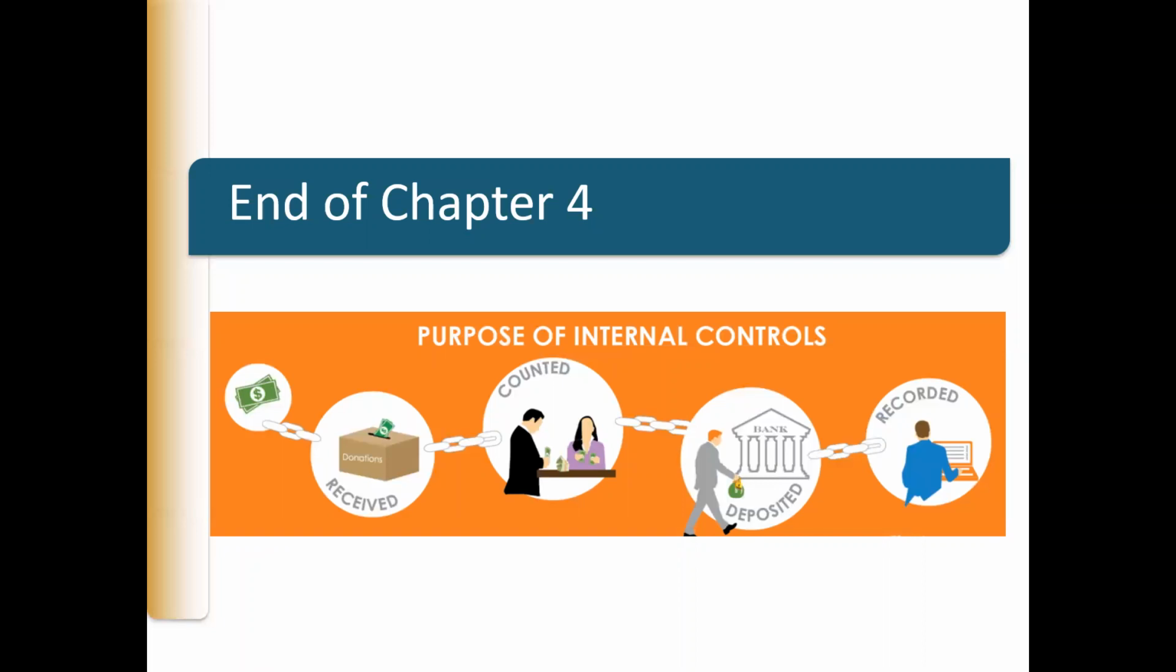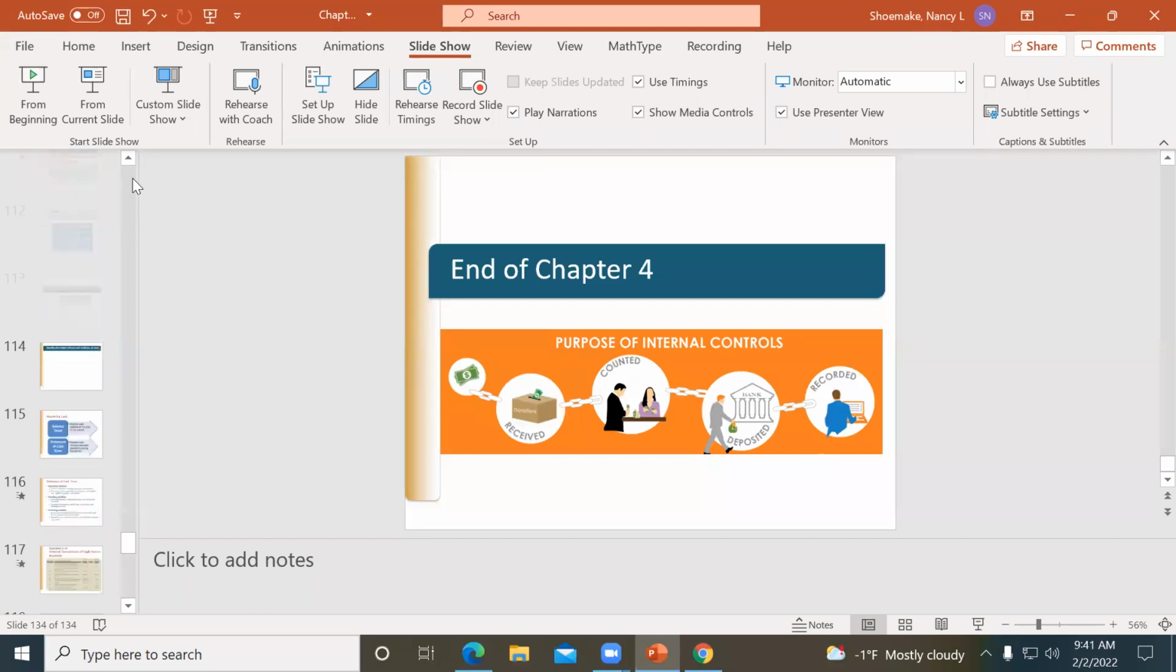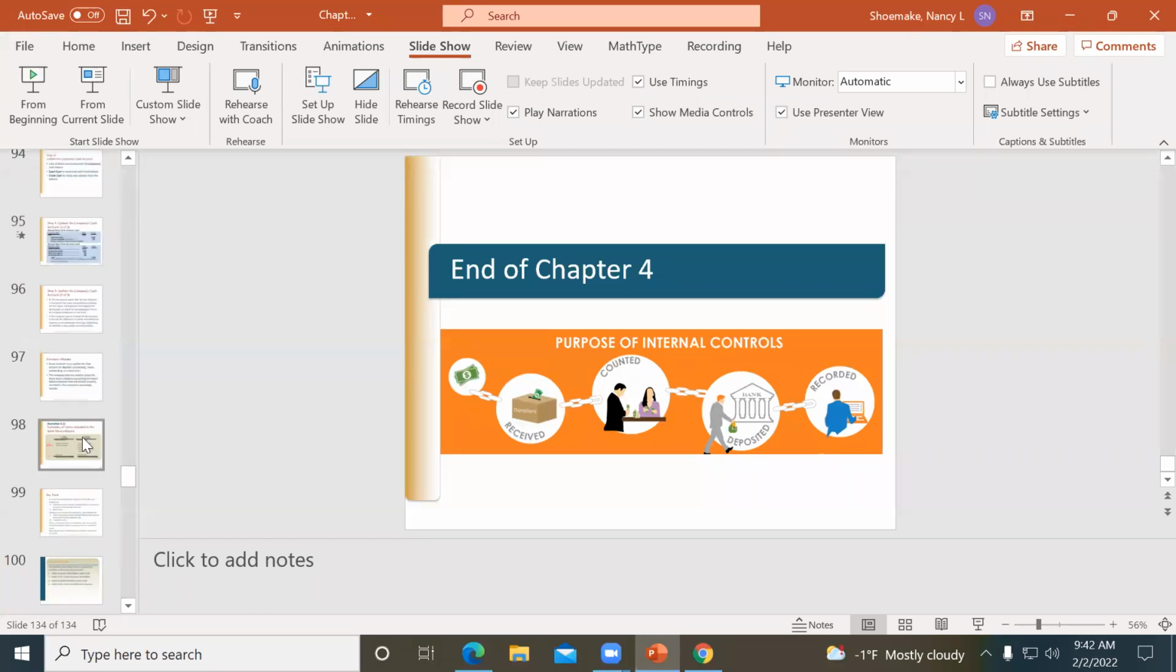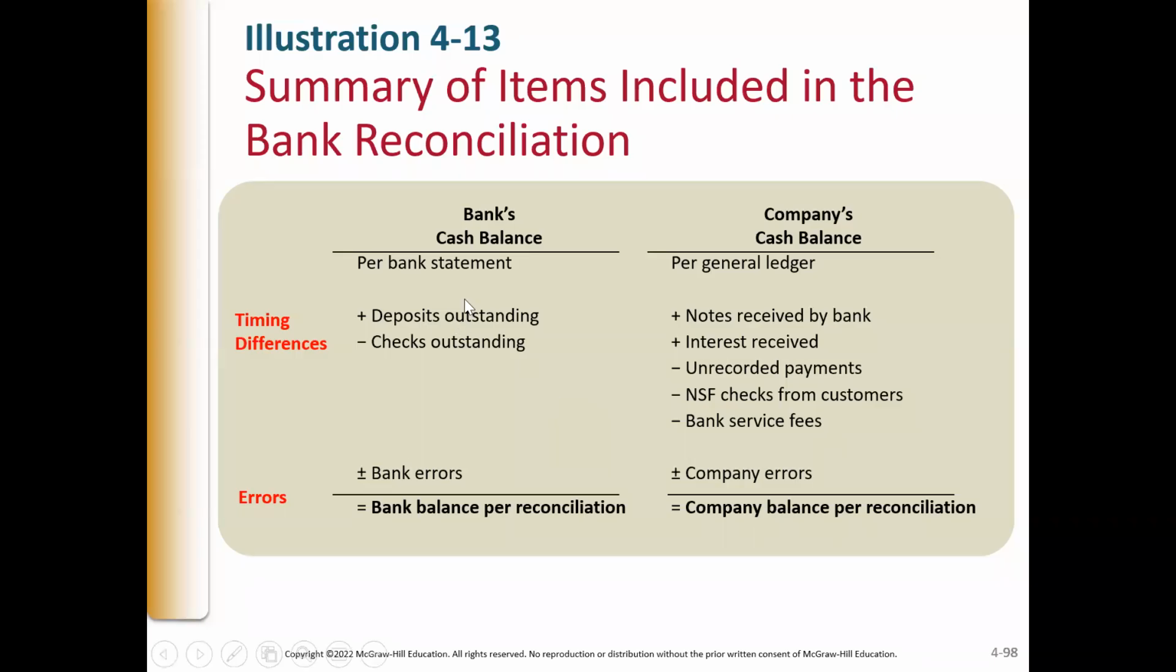So guys, this chapter, if you just go back and look at this lecture, and let this bank statement sink in, it's pretty darn straightforward. Remember that one slide I showed you. This is key to understanding the bank statement. On the bank side, you're going to add deposits outstanding and subtract the checks outstanding, plus or minus any bank errors.